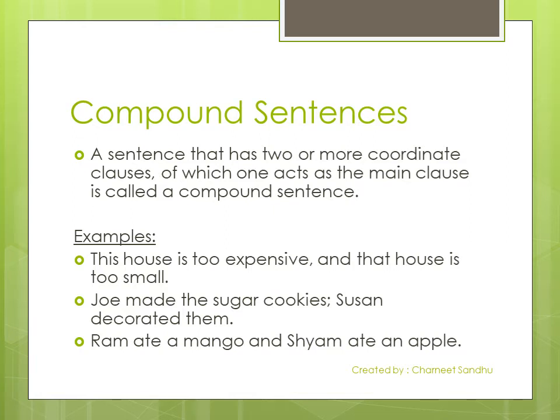Moving on to the next example. Joe made the sugar cookies; Suzanne decorated them. This is again an example of a compound sentence. Joe made the sugar cookies is one clause. Suzanne decorated them is the second clause, and these are joined with a semicolon. Moving on to the next example. Ram ate a mango and Shyam ate an apple. This is similar to the first example.